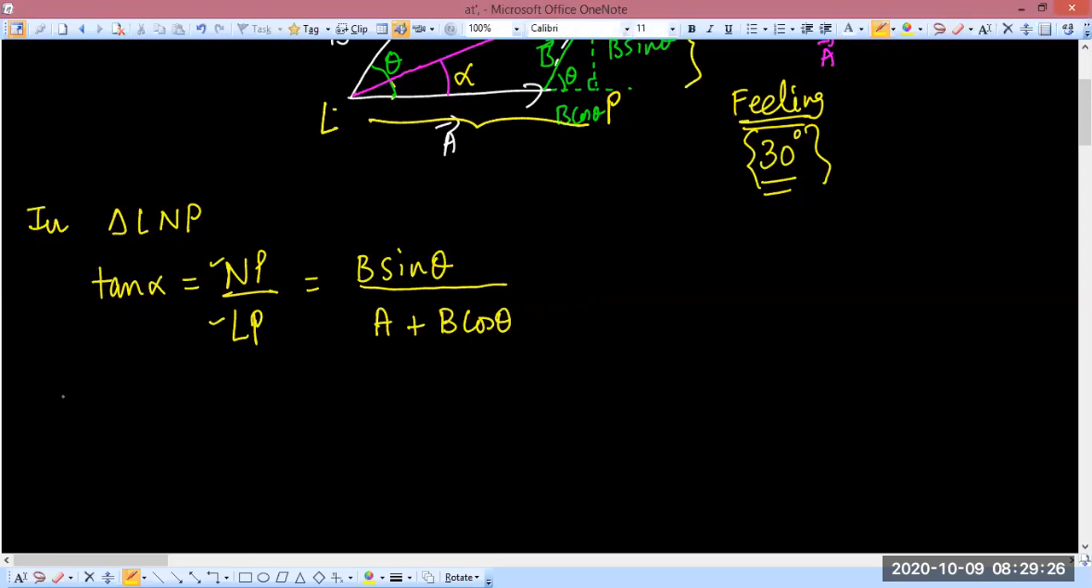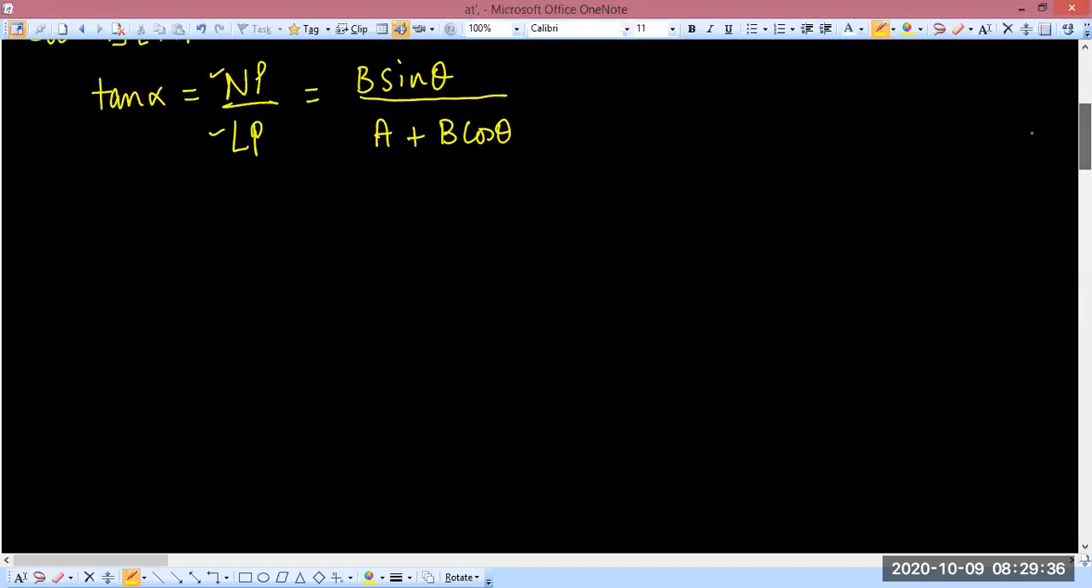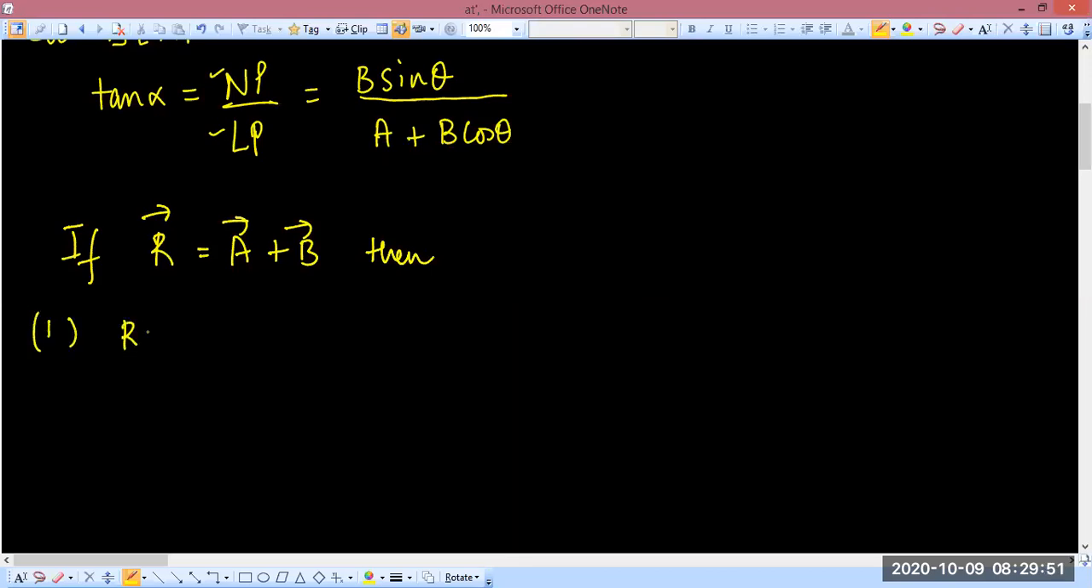So if you want to summarize this whole topic that we have been talking about, then here are the 2 points. Okay, if r vector is equal to a vector plus b vector, then number 1, r is equal to the square root of a square plus b square plus 2ab cos theta.